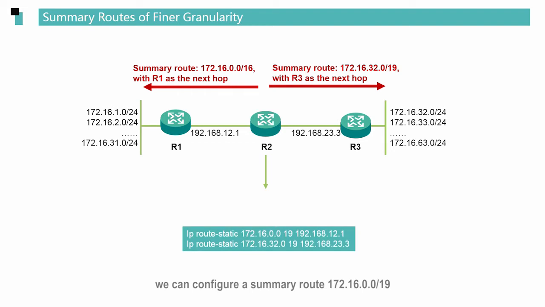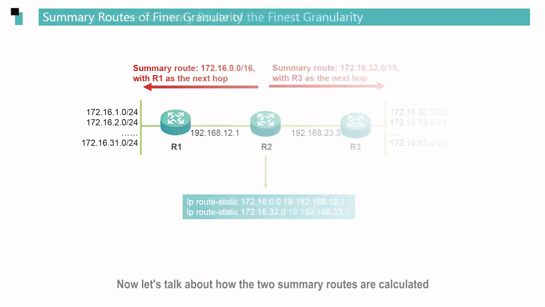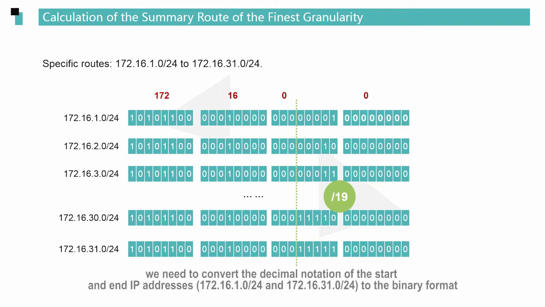For example, we can configure a summary route 172.16.0.0/19 with R1 as the next hop, and another one 172.16.32.0/19 with R3 as the next hop. Now let's talk about how the 2 summary routes are calculated. Suppose there are specific routes within the range 172.16.1.0/24 to 172.16.31.0/24.